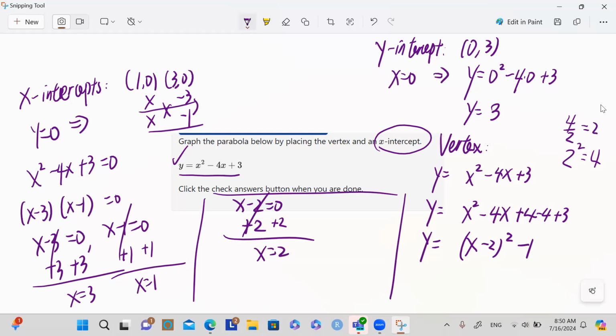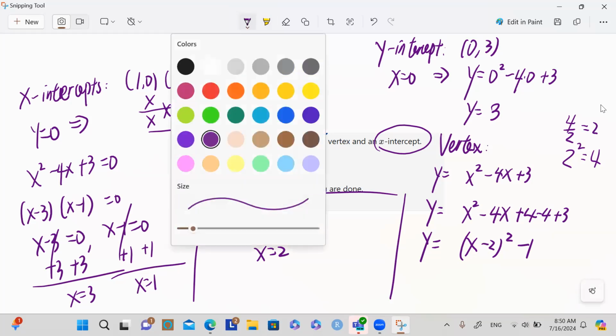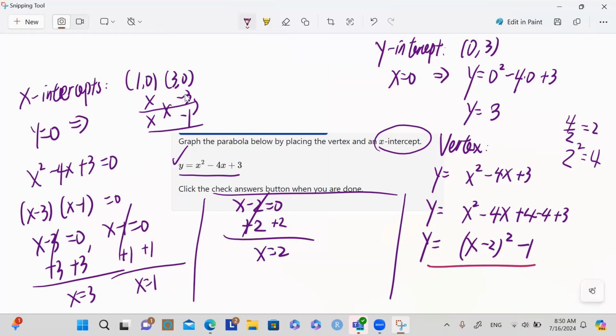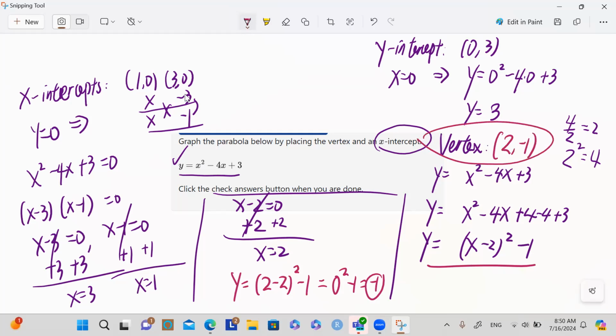Now from there, when we plug this number into the result of completing the square, we find the y value. y equals 2 minus 2 squared minus 1, so that's 0 squared minus 1, which is negative 1. So we find the vertex, right? The vertex is going to be (2, negative 1). Once we have all of these, we can sketch the graph, right?